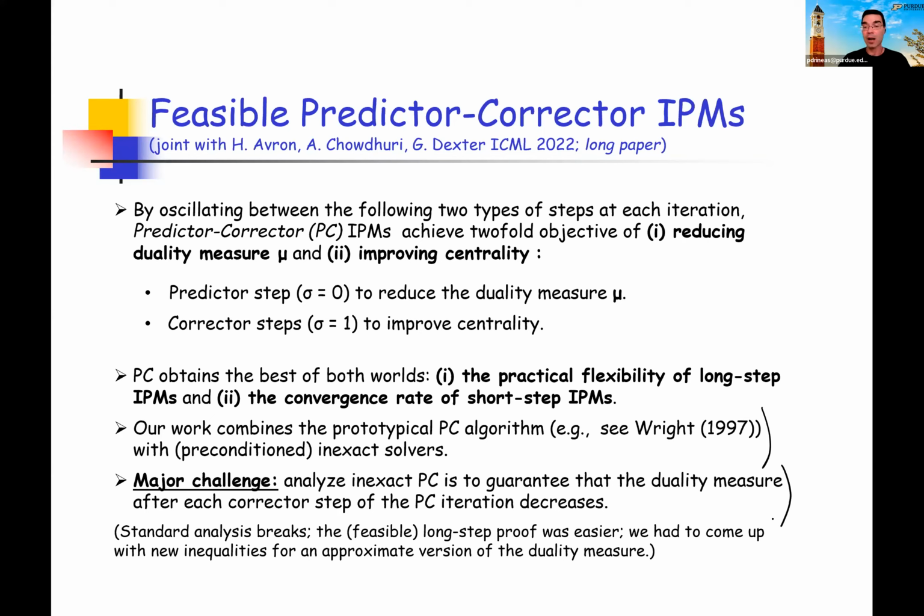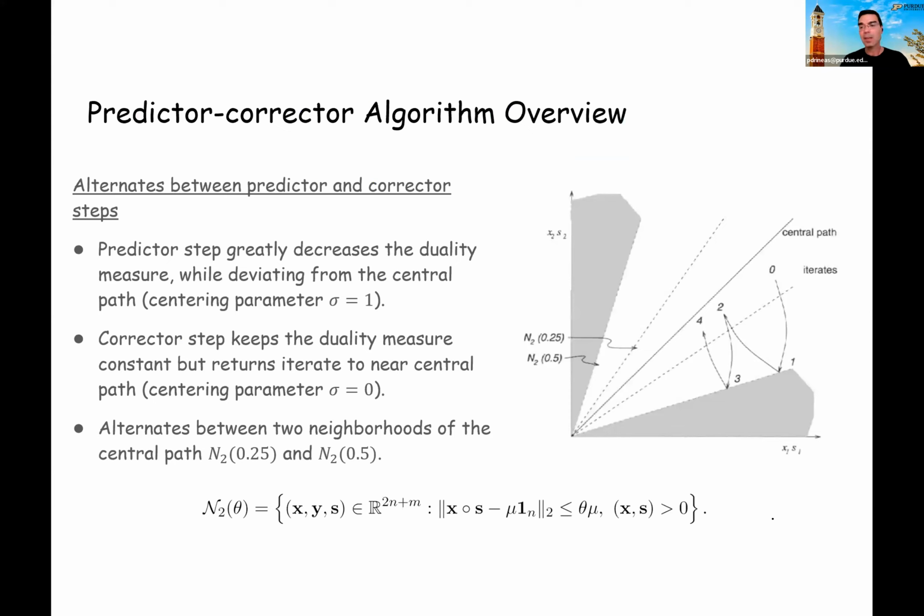Because of our understanding of how long step methods worked, we were able to come up with new inequalities for some approximate version now of the duality measure. So we had to define an approximate duality measure now.